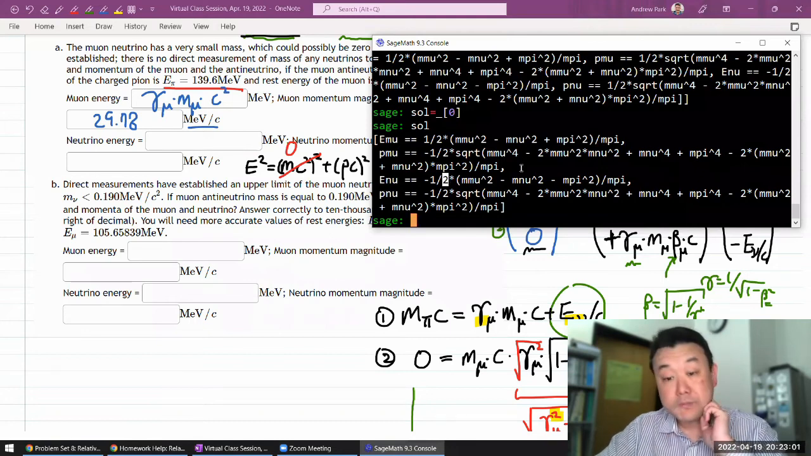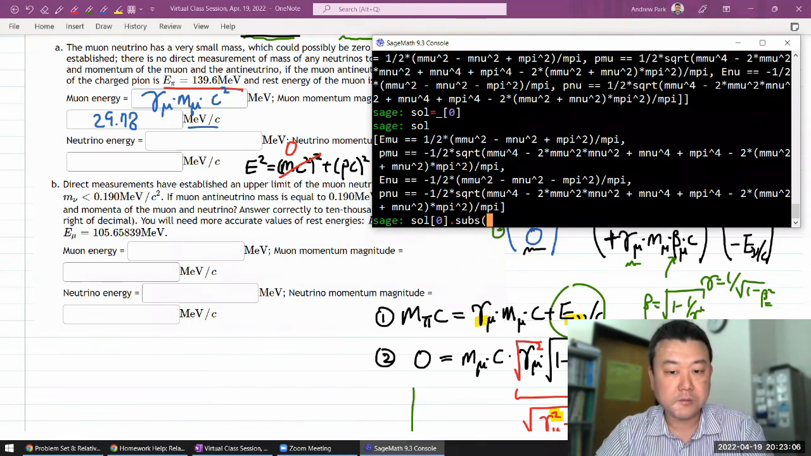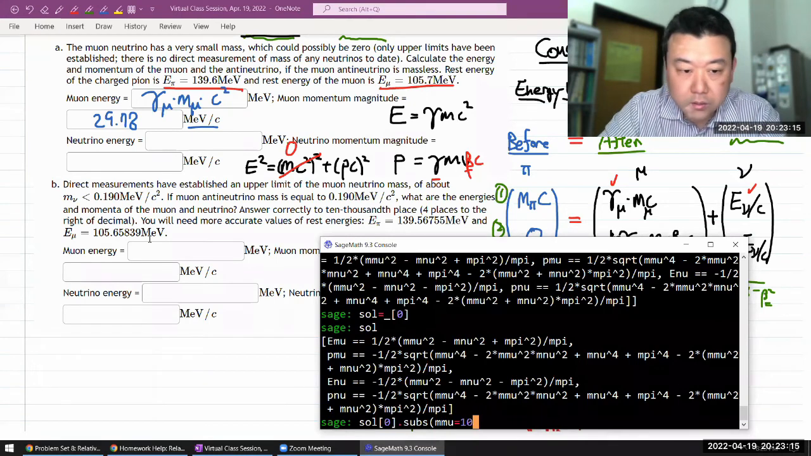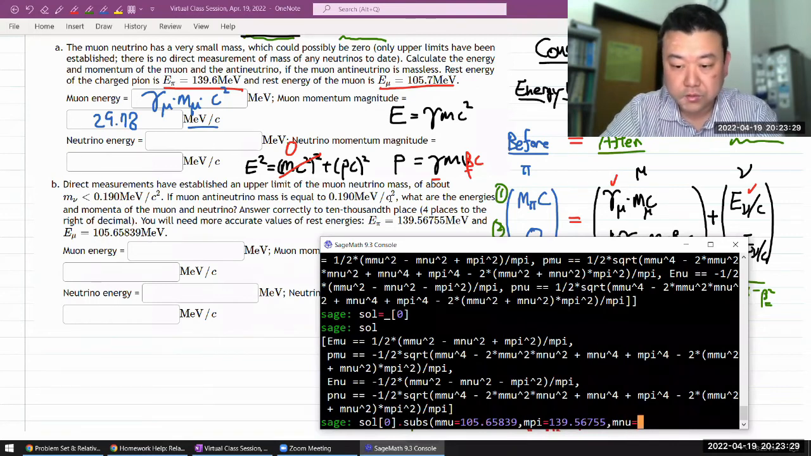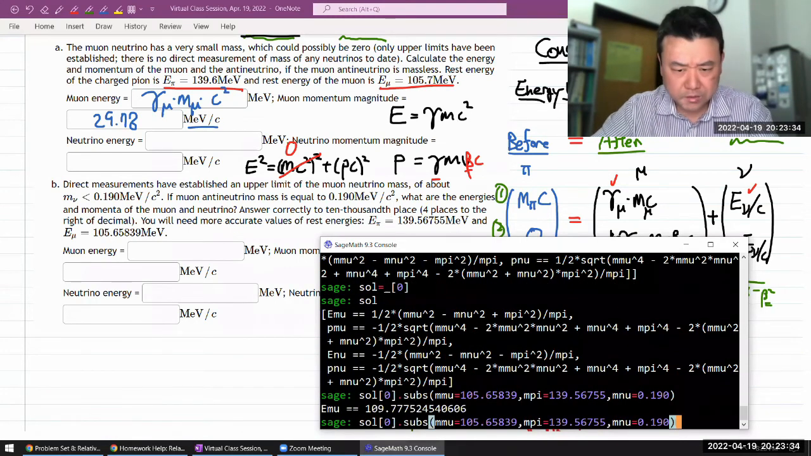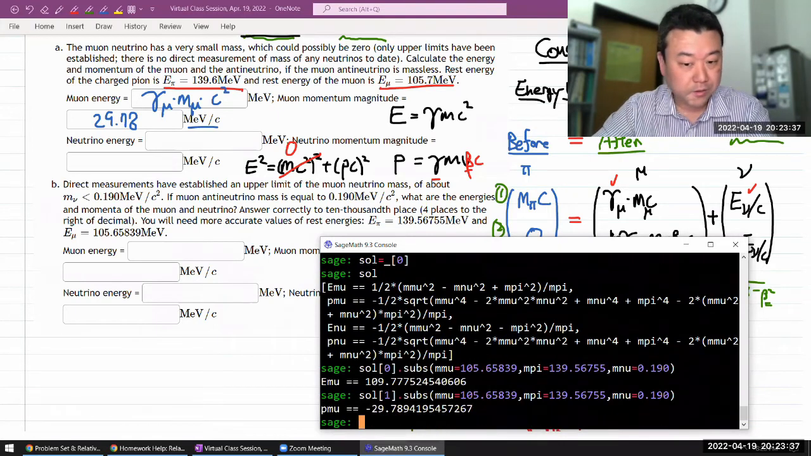And, okay. Let me just plug in the numbers. So energy of the muon will be substituted. The mass of the muon, which was, oh wait, I have them here. Mass of the muon, 105.65839, and I need the mass of the pion, 139.56755, and I need the mass of the neutrino. Mass of the neutrino, 0.190. Yeah, that should be the answer. Let me just do the rest and then I'll just plug in all the numbers all together.